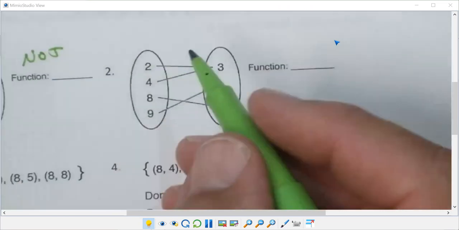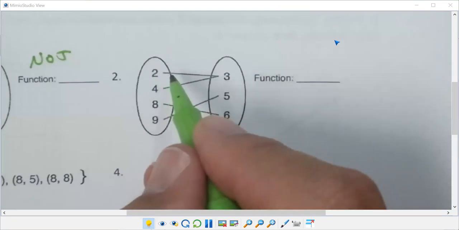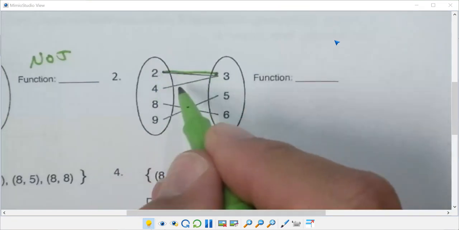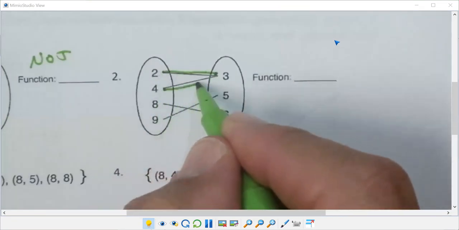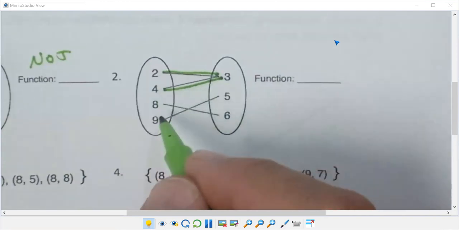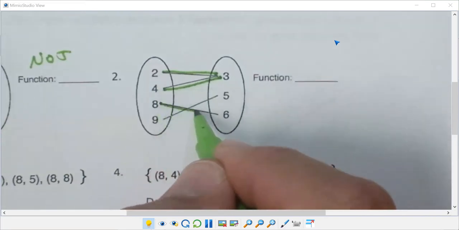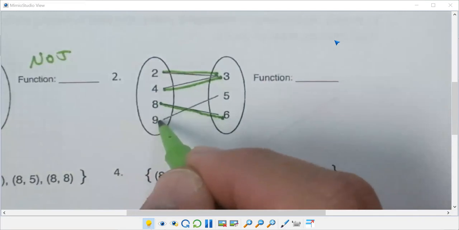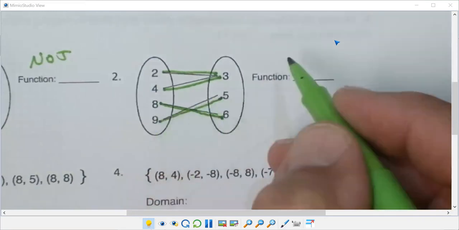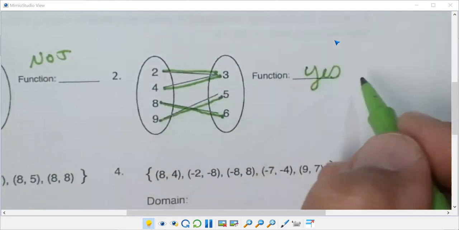All right, so look at this one. Does this x only go to one y? You'll see yes. Does this x only go to one y? Yes. We don't care if it goes to the same one or not. Does this x only go to one y? Yes. Does this x only go to one y? Yes. So this is a function.